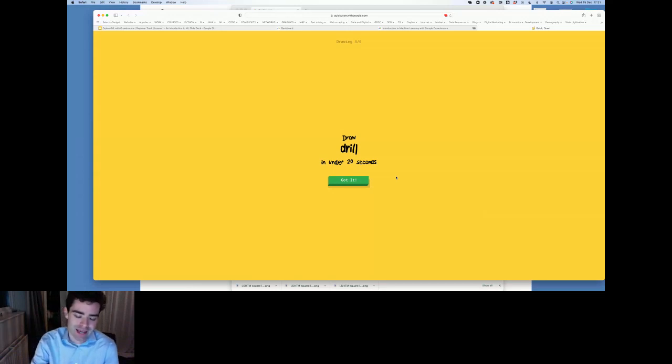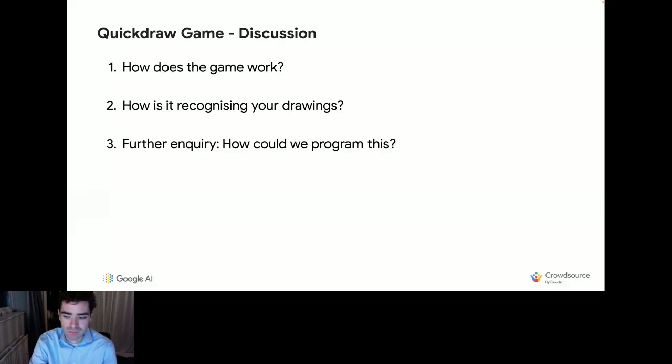Let's discuss this again, like we did previously with the last game. How does the game work? Very similar, this is the same kind of question. It's computer vision. It's training on a data set. How is it recognizing your drawings? Same thing. Usually with these much more abstract ones, it's useful to use something called a convolutional neural network. This is one of those things you can say and it will get you out of trouble in terms of machine learning questions.